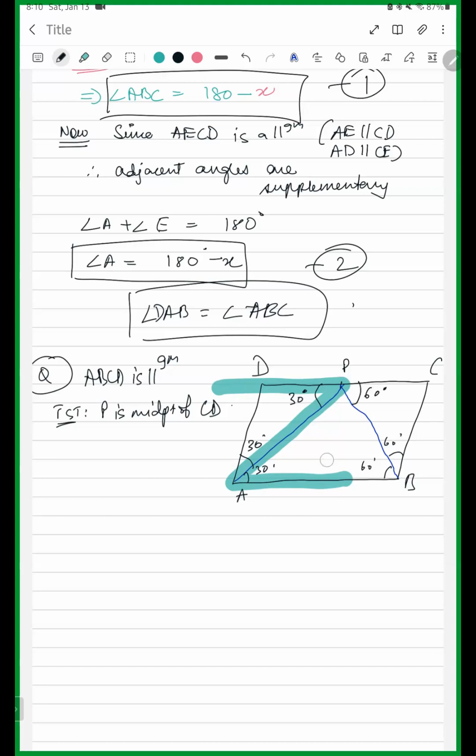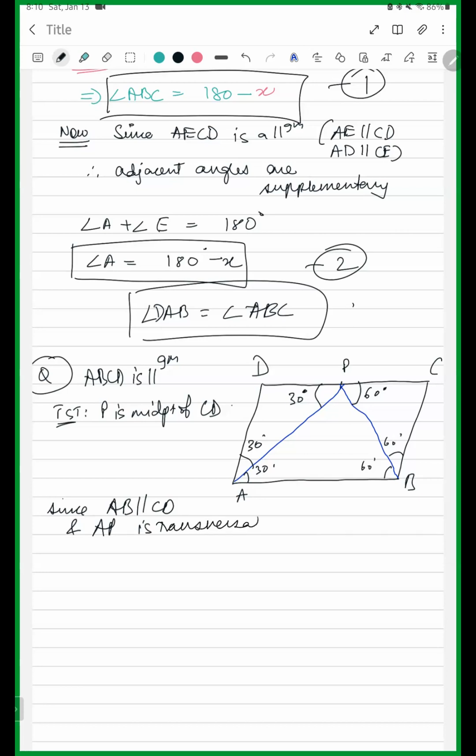Okay, so let's write it here. Since AB is parallel to CD and AP is transversal, therefore angle DPA is equal to 30 degrees since alternate interior angles. Okay, similarly angle CPB is 60.